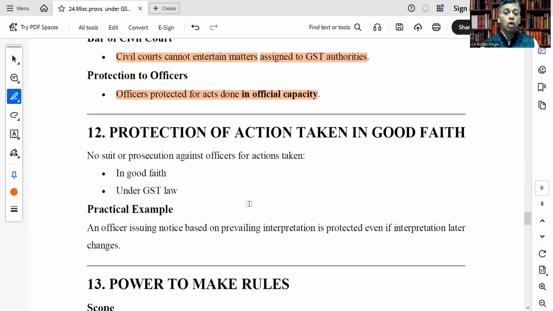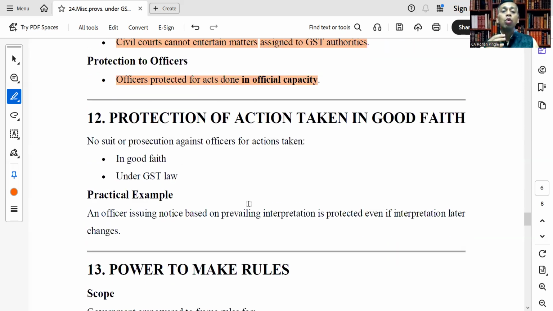Next, protection of action taken in good faith. No suit or prosecution lies against an officer for actions taken in good faith under GST law. Practical example: an officer issuing a notice based on the prevailing interpretation is protected even if the interpretation later changes. So this is protection for action taken in good faith by the officers of the department.